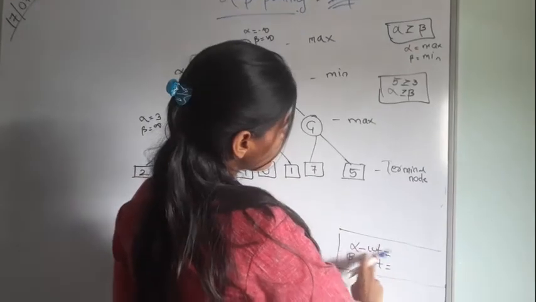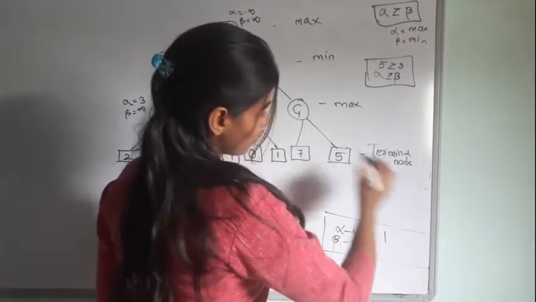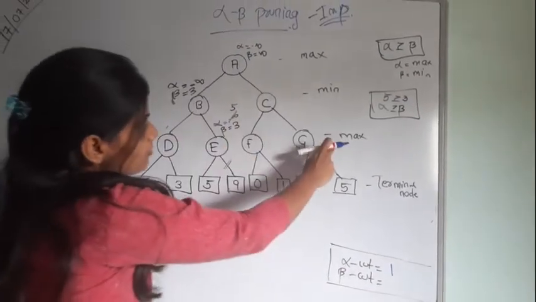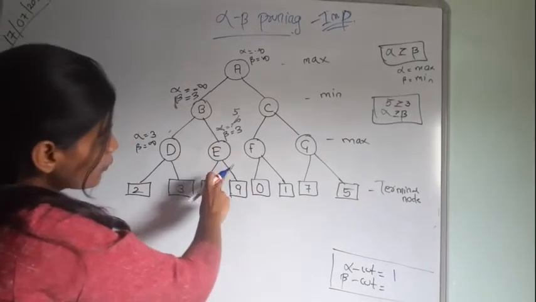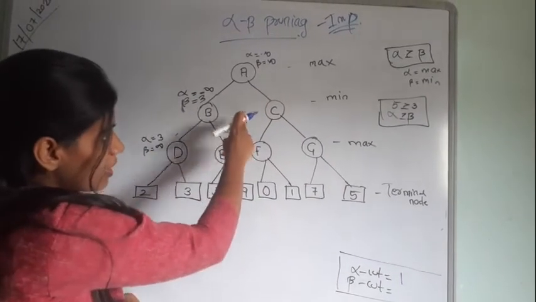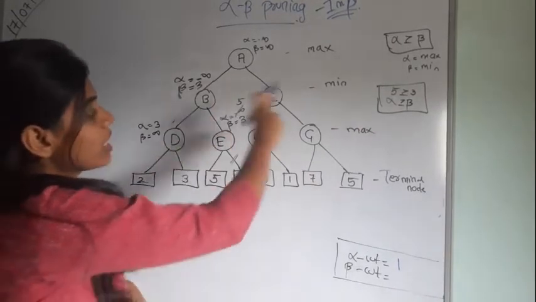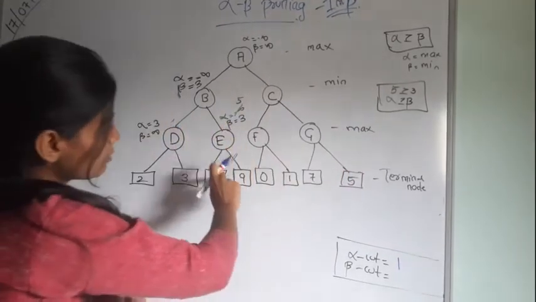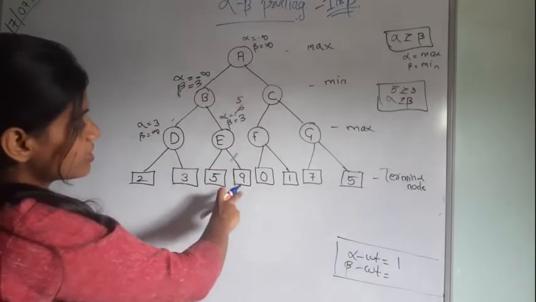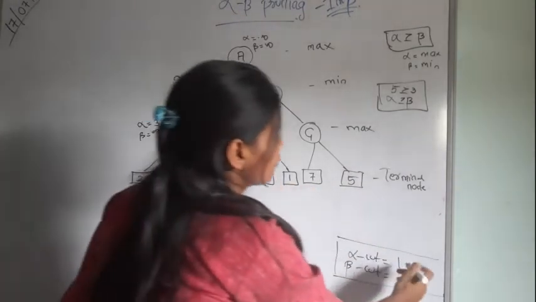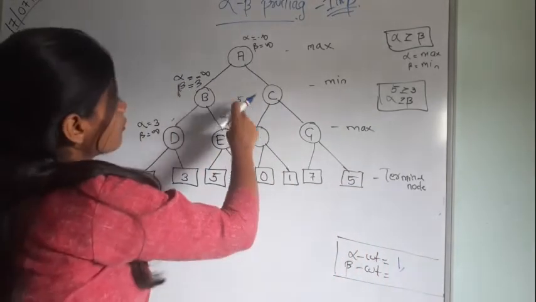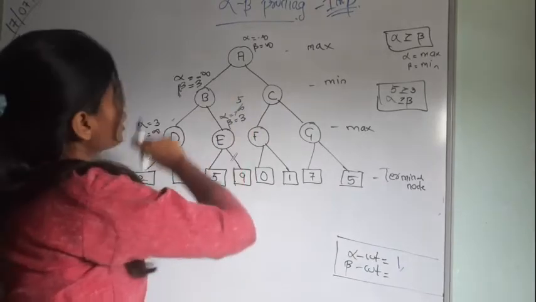So your alpha cut will get the 1, because you can see that the alpha layer is maximum. Why did it get pruned? It got pruned because of alpha, because alpha is greater than or equal to beta. But also this layer is the maximum, so we can consider this alpha cut as 1. So pruning is 1. Okay, now we will go upward.